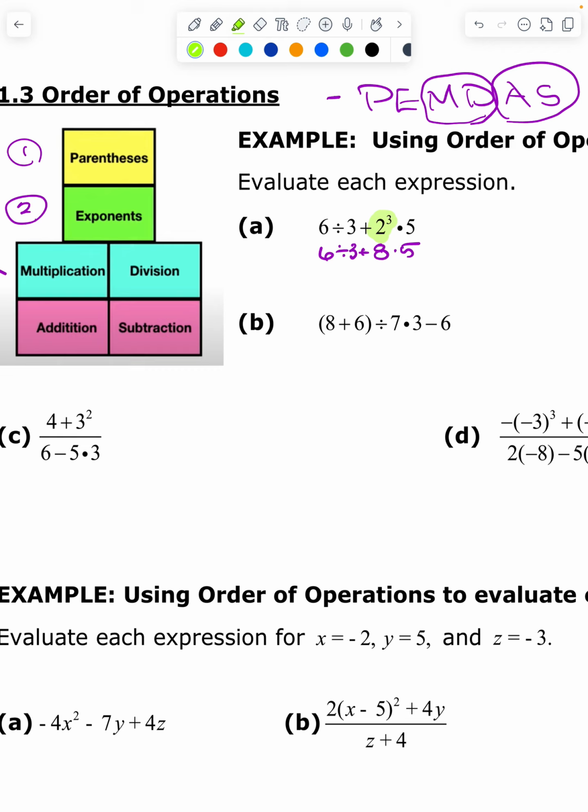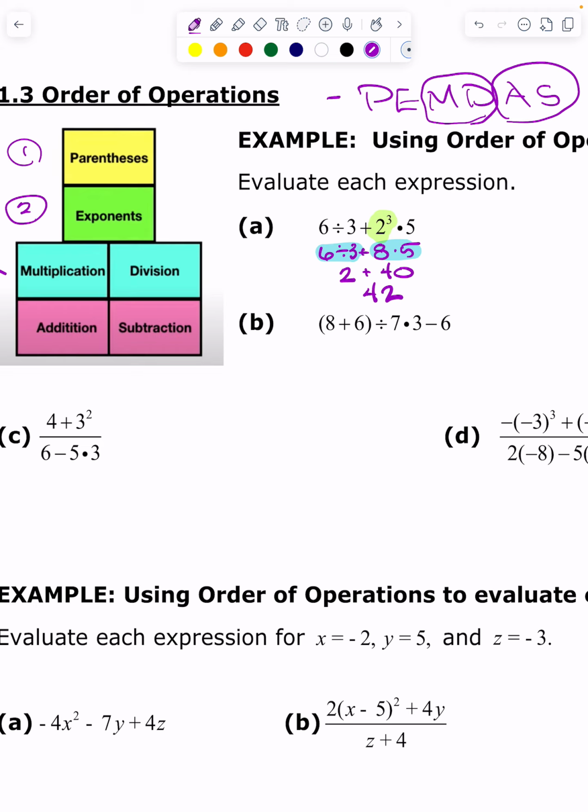It's the same thing. Now I'm going to go to the multiplication and division, but I've got to go left to right. So you notice the 6 divided by 3 is first. I'm going to replace that with 2, because that's what 6 divided by 3 is. Then I have this multiplication here, 8 times 5. That's 40, and the plus stays in the middle. I have not done anything with that yet. So now I add. 2 plus 40 is 42.